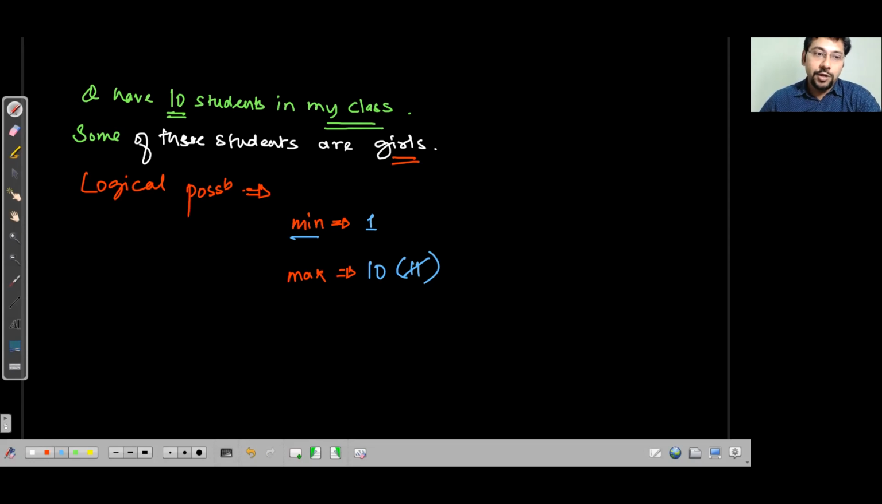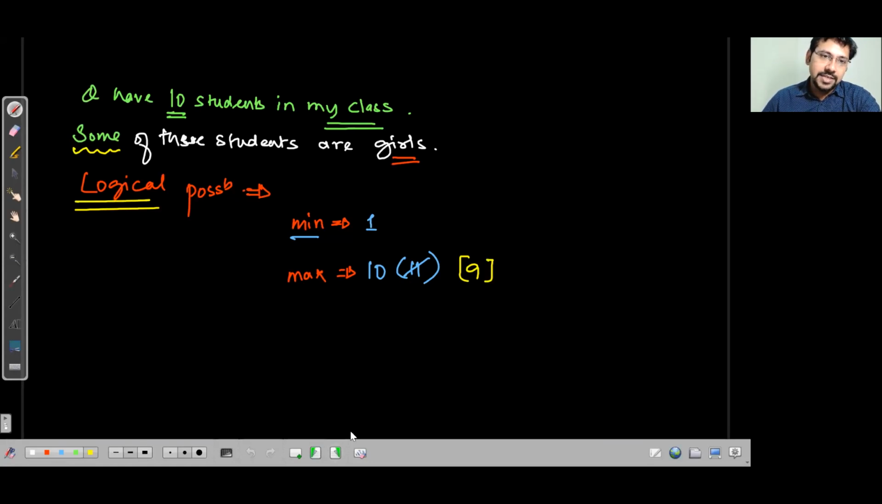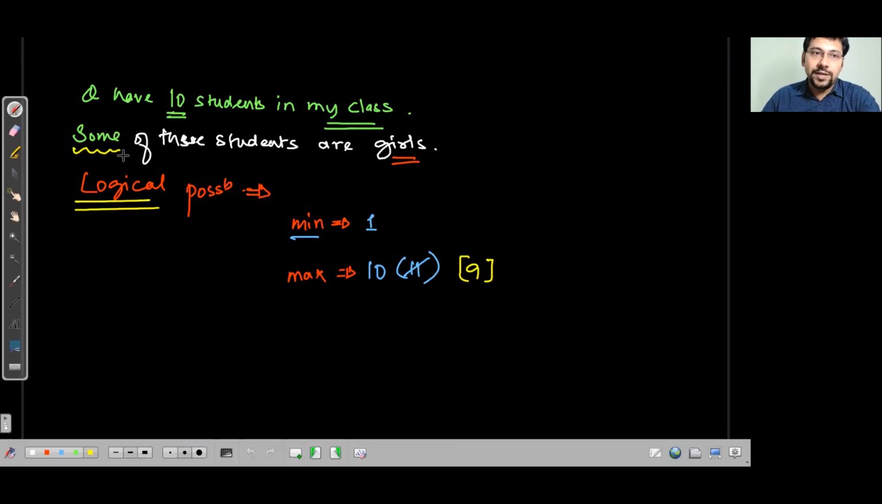Now, some people might be thinking, why 10? Why not 9? That's not in an English class. Logical possibilities. See, in English, some means not all. But in terms of logic, some encompasses the possibility of all. I'm sure this might sound a bit strange, but to explain further, some is actually at least one. So when you say some of these students are girls, I say at least one student is a girl, and therefore at most all students can be girls.